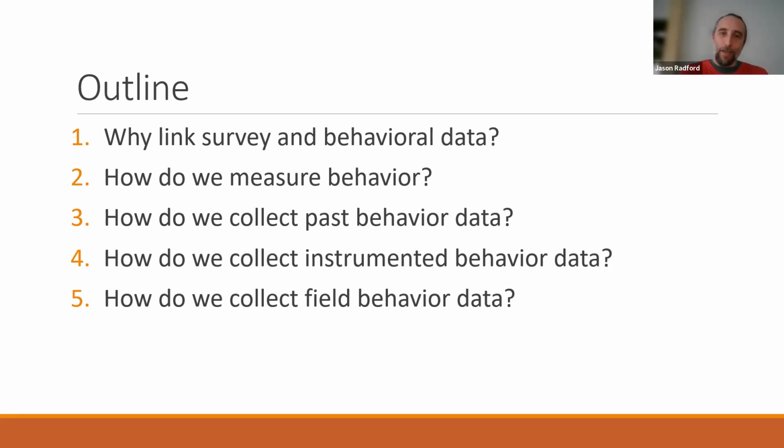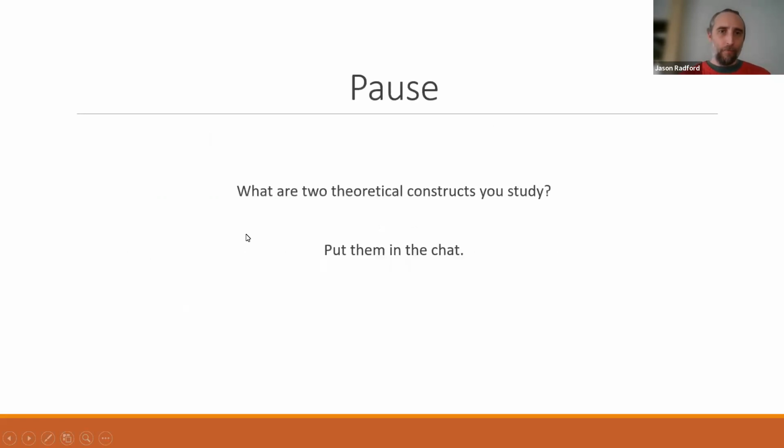So how do we collect past behavioral data, from behavior that we've already done? How do we collect instrumented behavioral data, so creating activities that people do that we gather data from? And lastly, how do we collect field behavior data, so data that's being created about the things that we're doing while we're not in the lab, out in our day-to-day lives?